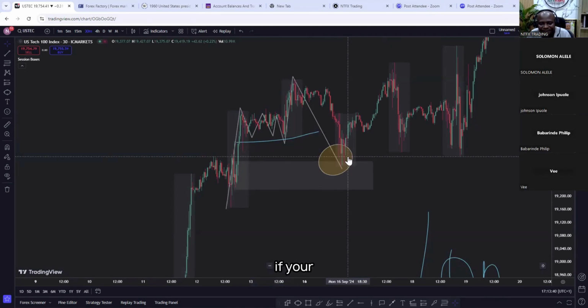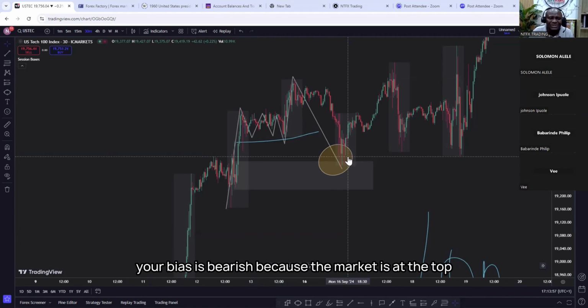If your analysis time frame is showing you a buy structure and your bias is bearish, you have to go with the current flow of the market on your analysis time frame. Your bias is bearish because the market is at the top. But at the top there, you are having a bullish structure.